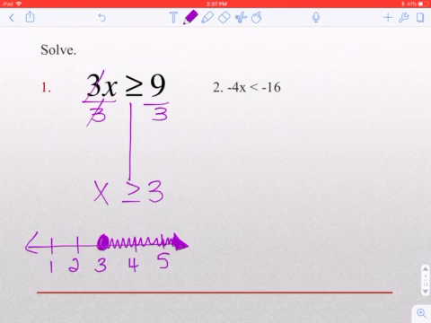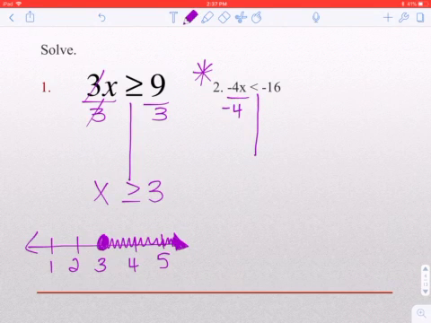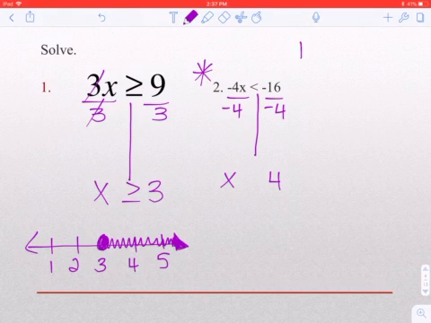On number 2, put a big star next to number 2. Number 2 has a special rule that you may or may not have seen before. On number 2, when you solve this, to get rid of the -4, you have to divide both sides by -4. When you do this, you have to be really careful with your sign. -6 divided by -4 gives me +4. Here's where a new rule comes into play. Anytime you multiply or divide by a negative, you have to flip your inequality sign.